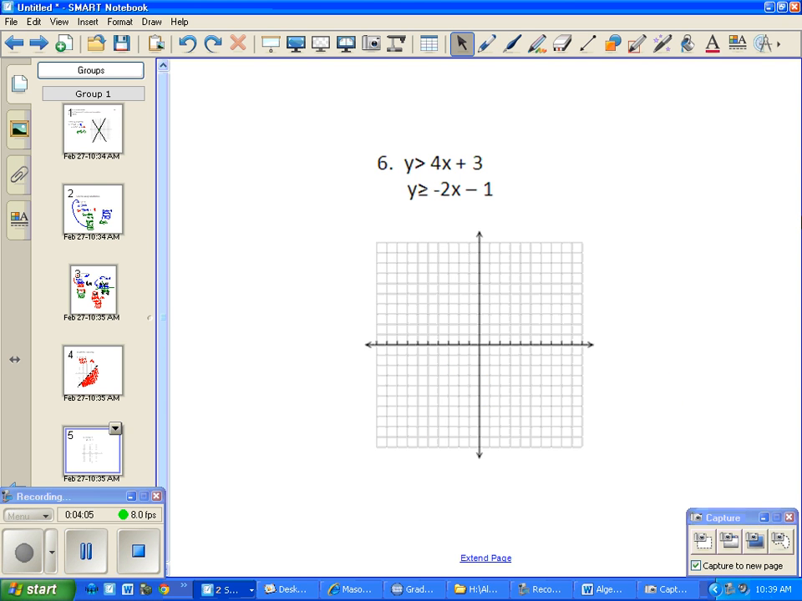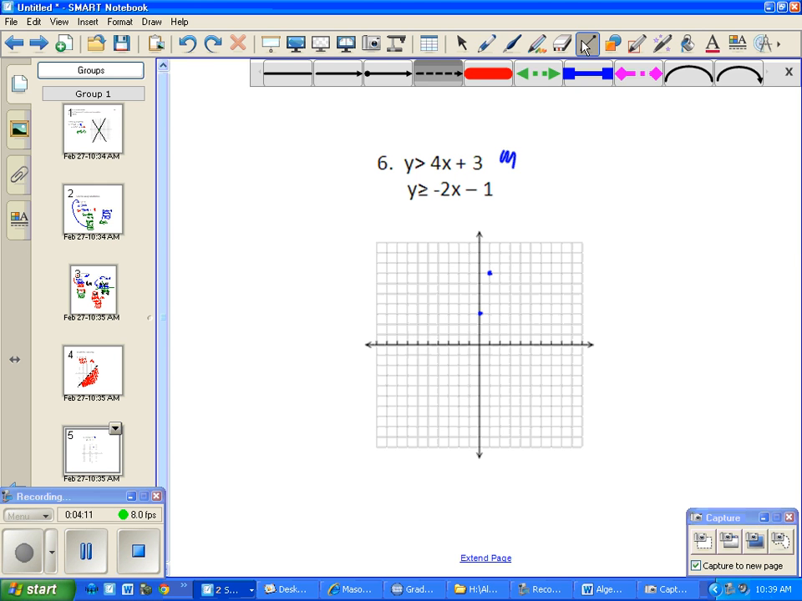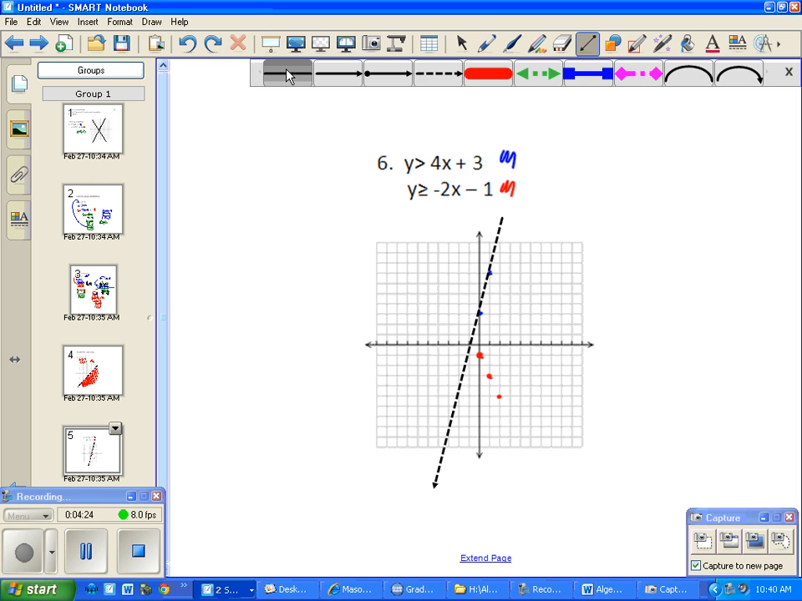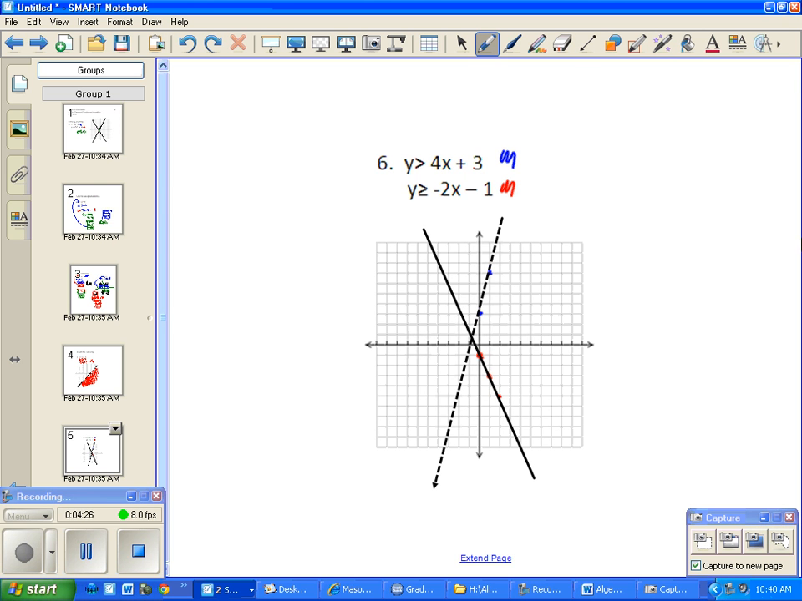Number 6, I've got 2 lines, so I'll go ahead and do the first one, start at 3, and then go up 4 over 1. That's slope-intercept. That is also a dashed line because it's strictly greater than. The second one, when you start at -1, you go down 2, right 1, down 2, right 1, down 2, right 1, and that is a solid line. So I have my 2 lines, now I need to figure out which way I need to shade.